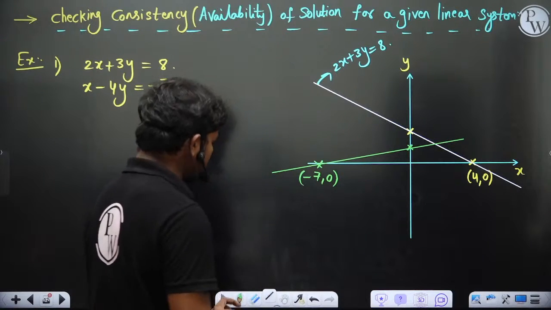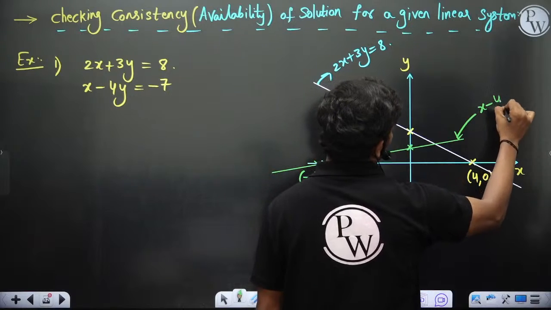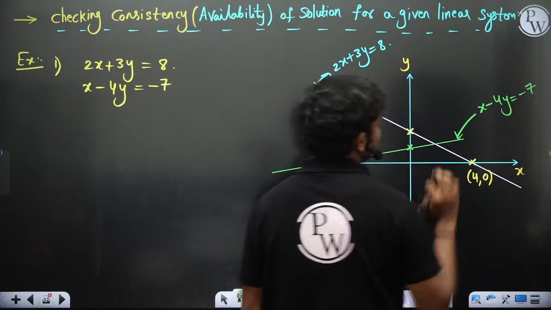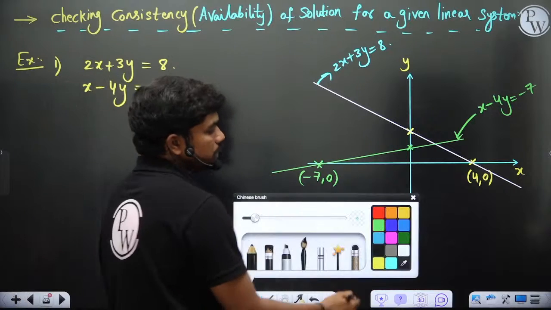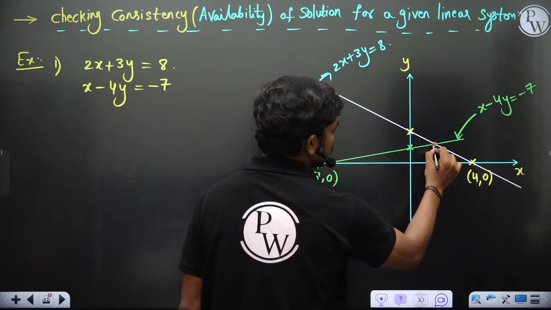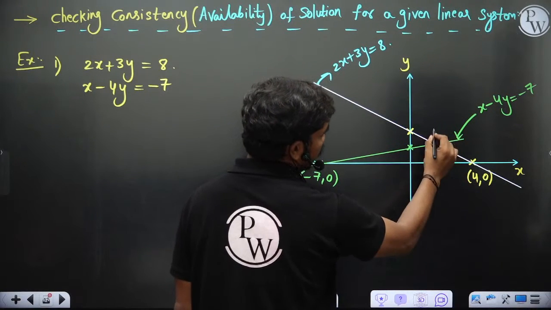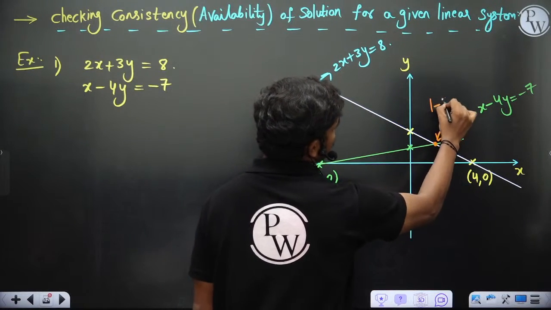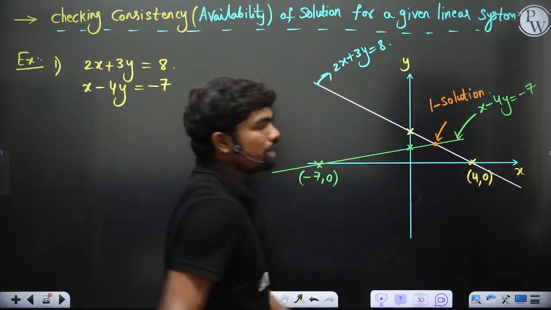This equation is x minus 4y is equal to minus 7. Now you can understand one thing: these two lines will intersect only at one particular point. This is the point of intersection. Right now we are not bothered about the coordinates of that point, but you can see there is one solution to this system. Yes or no? These two lines intersect at only one point.